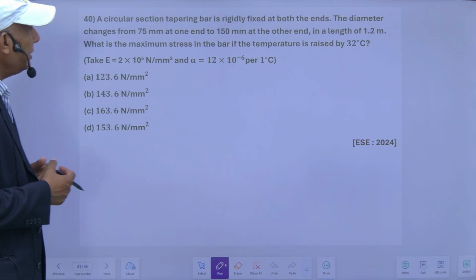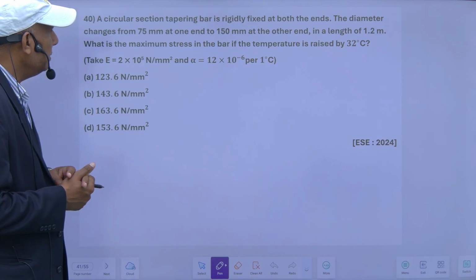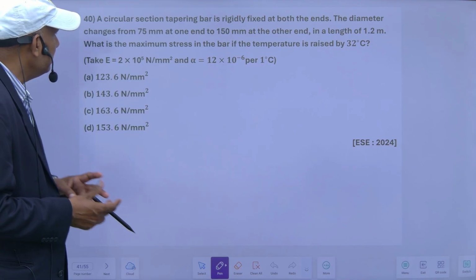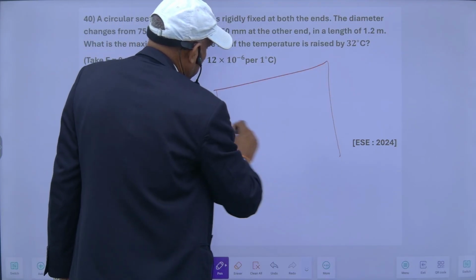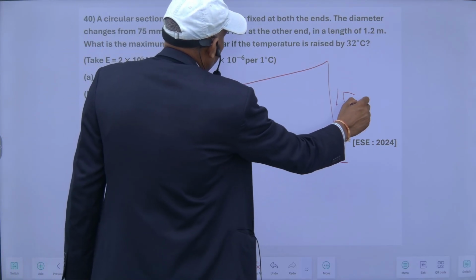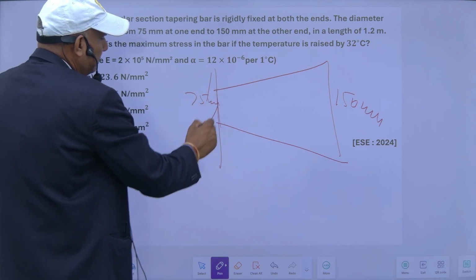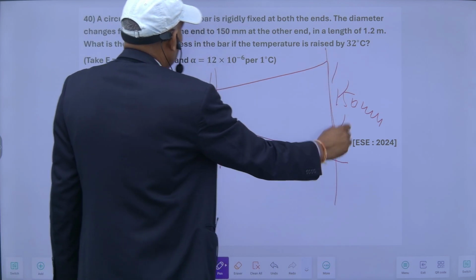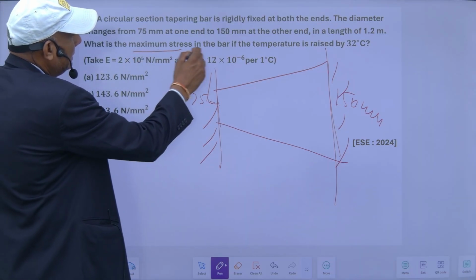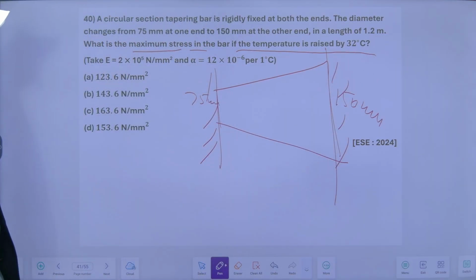A circular section tapering bar is rigidly fixed at both the ends. The diameter changes from 75 mm at one end to 150 mm at the other end in a length of this one. So this D1 is equal to 75 mm, this is 150 mm. This is fixed at both the ends. And what is the maximum stress in the bar if the temperature is raised by 32 degrees centigrade?